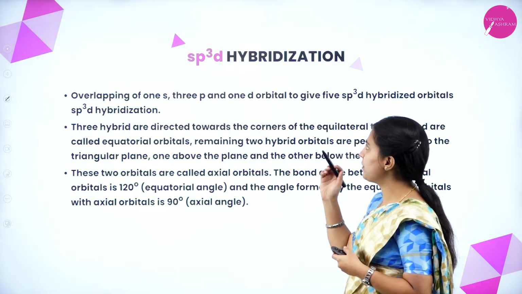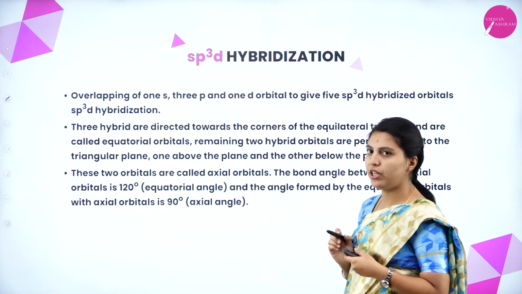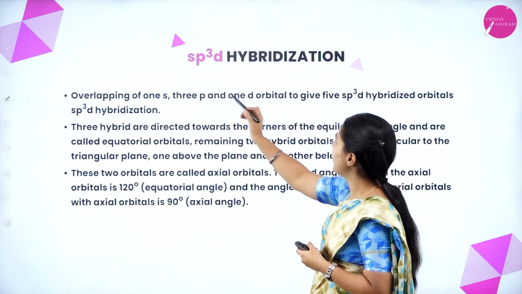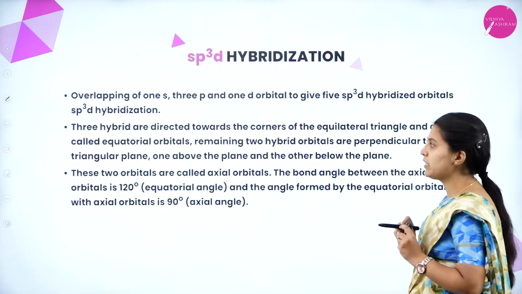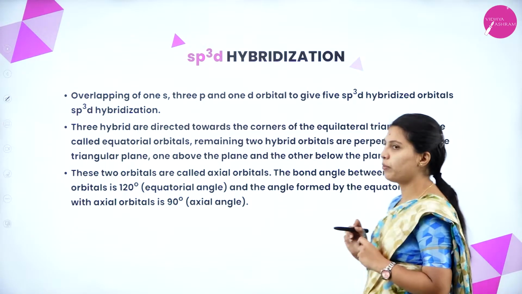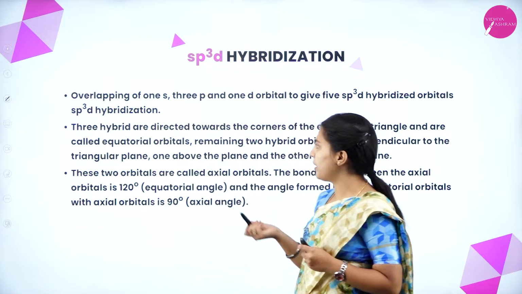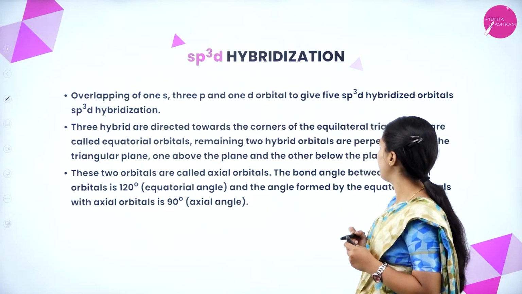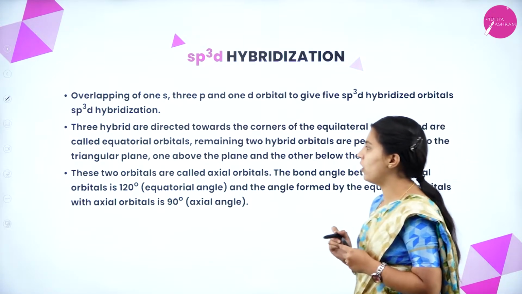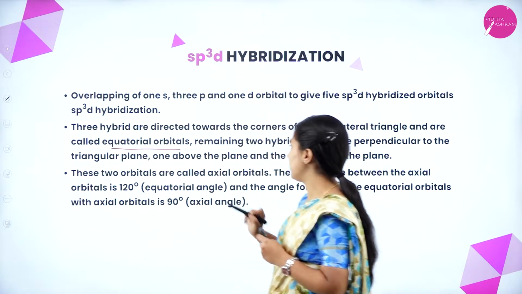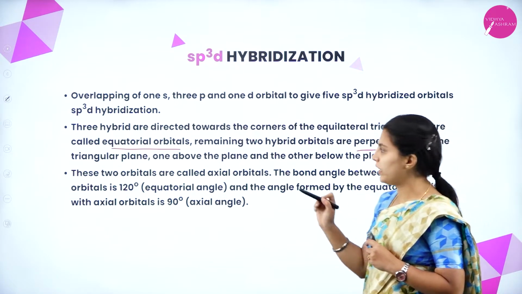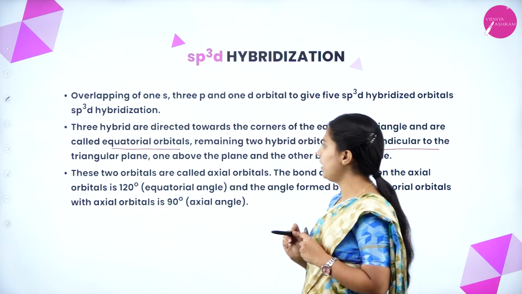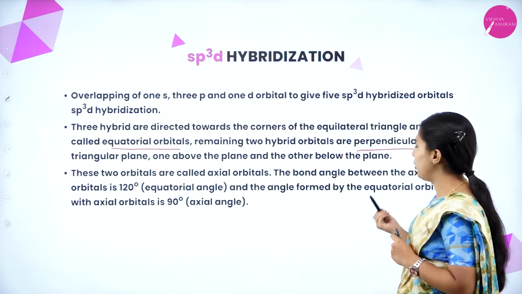See here, in that sp3d hybridization means overlapping of 1 s, 3 p and 1 d orbital to give 5 sp3d hybridized orbitals. And 3 hybrid orbitals are directed towards the corners of an equilateral triangle and are called equatorial orbitals. The remaining 2 hybrid orbitals are perpendicular to that equatorial or triangular plane, one above the plane and the other below the plane.